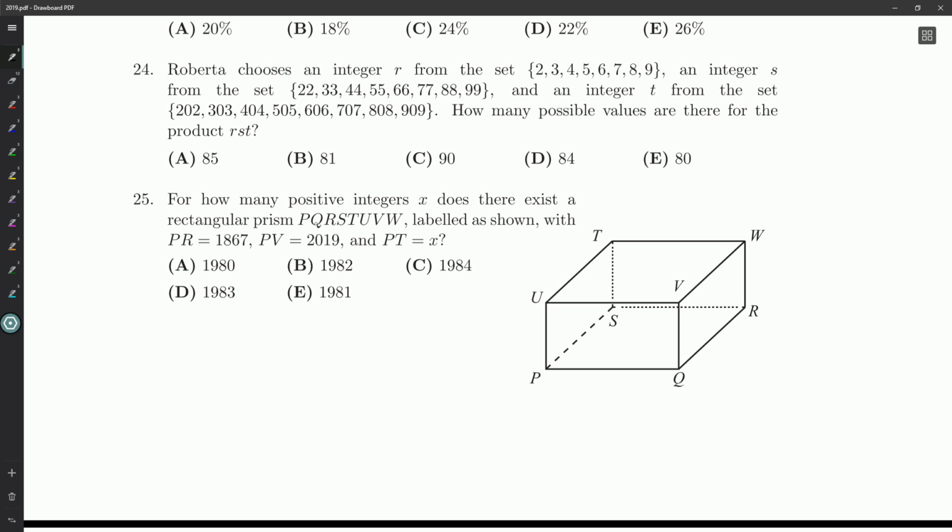In this video, we are going to be taking a look at question 25, the last question. We're going to be finishing off our 2019 Cayley paper. What have we got for question 25, our very last question?